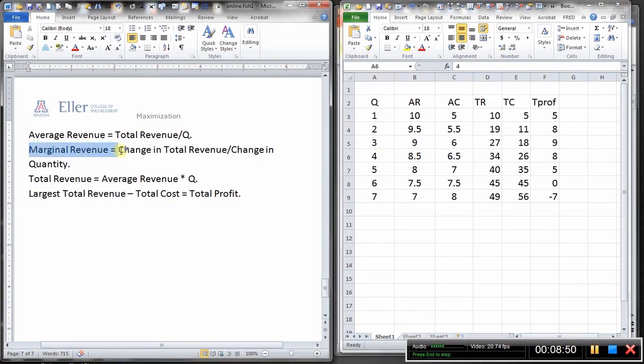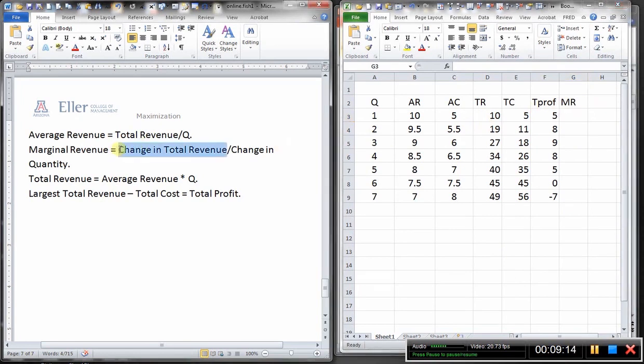I want you to remember the definition of marginal revenue. It's equal to the change in total revenue divided by the change in quantity. And I want you to take a look at the spreadsheet. I want you to take a moment and take this total revenue section, and calculate marginal revenue. Now that you've done that, let's try it out.